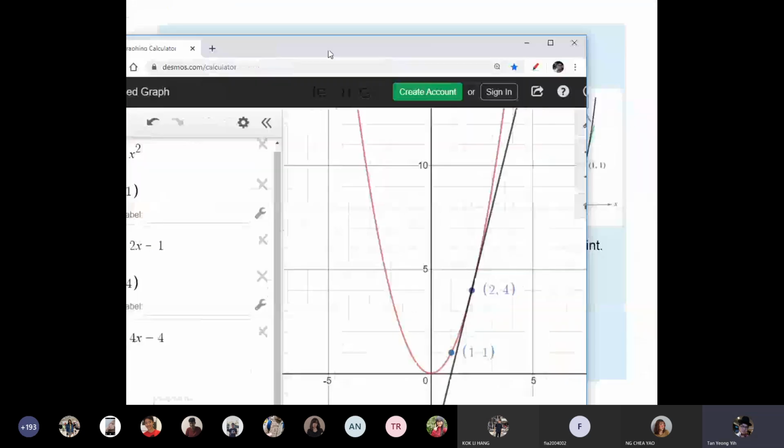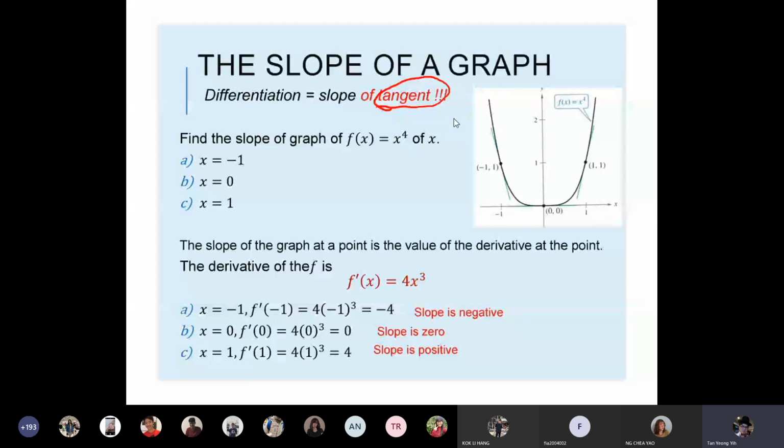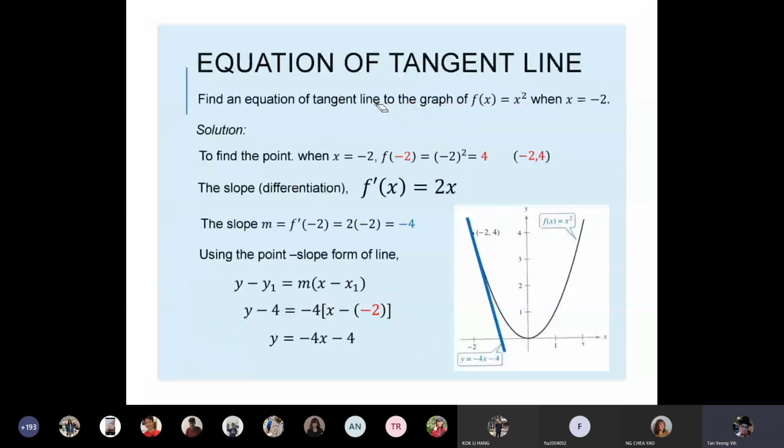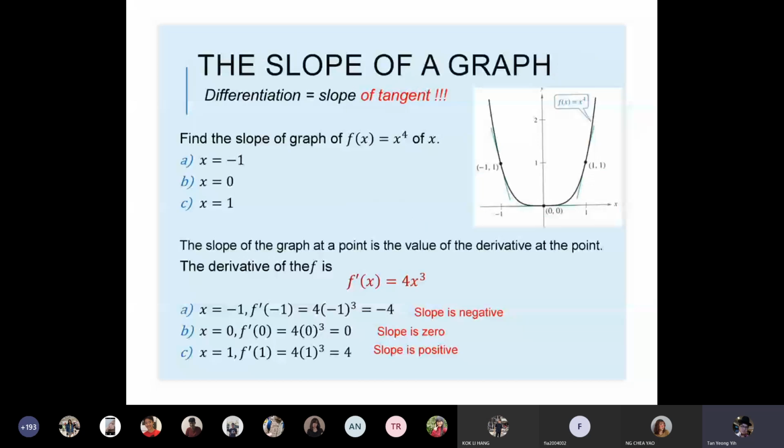Now we are going to learn about the slope of the tangent. In this section, we are going to use differentiation to find the slope of the tangent, so we are doing it the reverse way. Let's take an example to understand the concept. Find the slope of the graph of f(x) equals x to the power 4 when x is -1, when x is 0, and when x is 1.